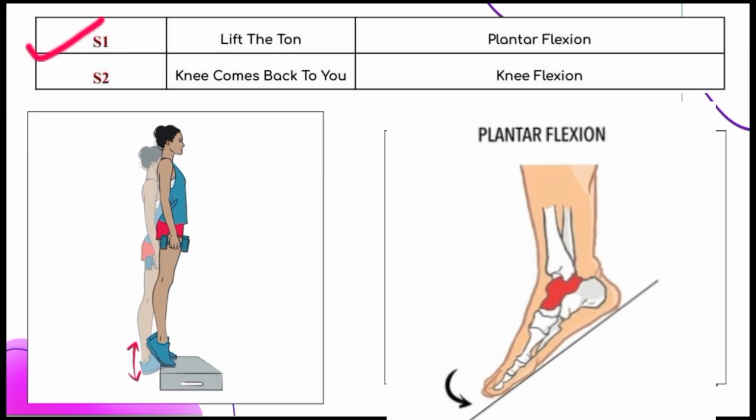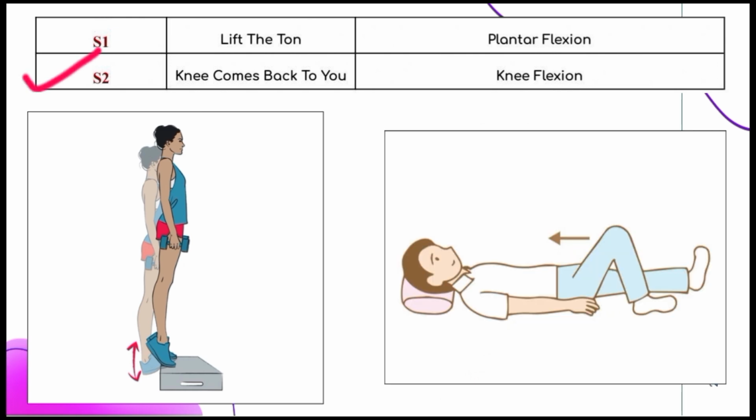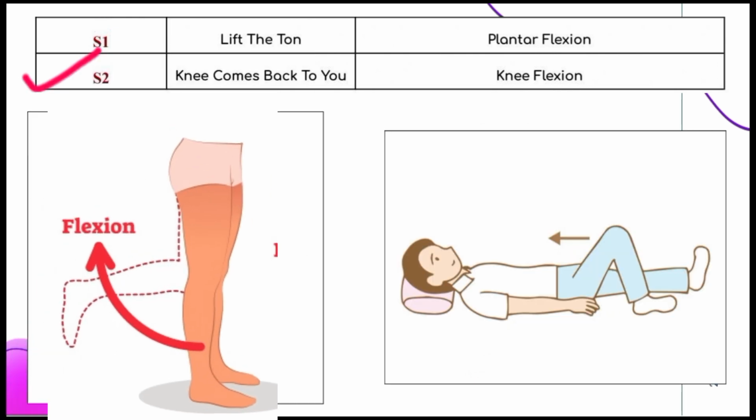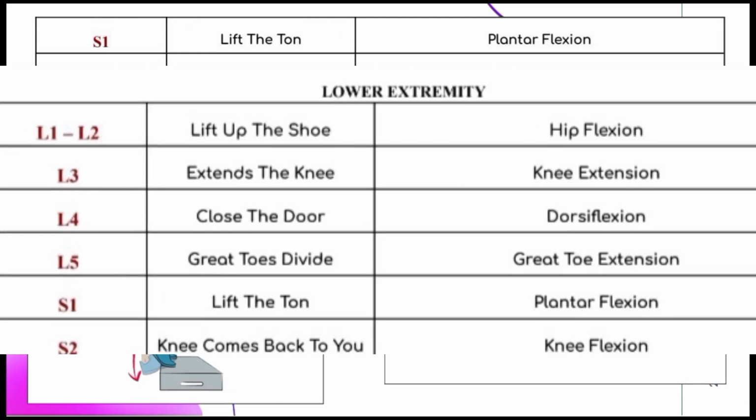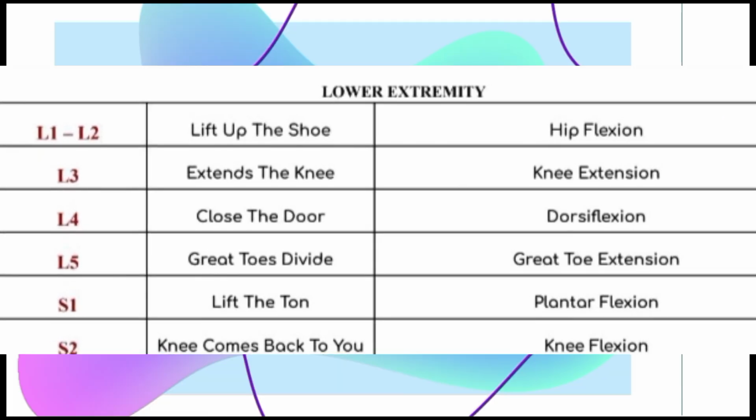S1 lift the tongue. Will raise while lifting the tongue. So it is plantar flexion. And S2 knee comes back to you. So knee is coming back towards you. That is flexion of the knee. So knee flexion. So here is the snapshot of the lower limb myotomes with the mnemonics.